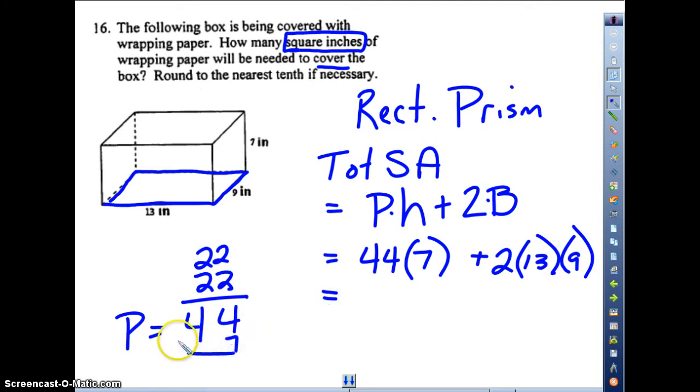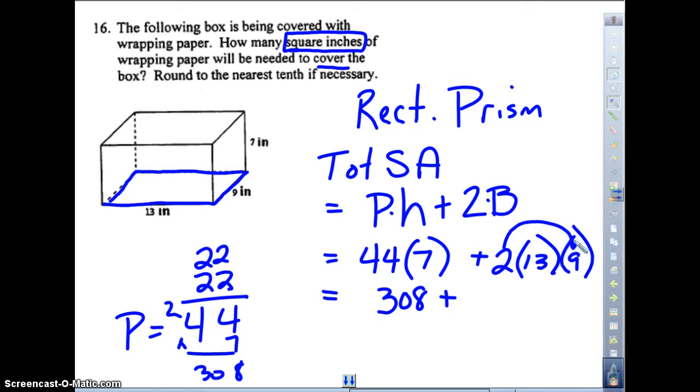44 times 7. 28, 29, 30. Let's see, I'm going to do 8 times 9 first. That's 18. And then I'm going to take 18 times 13, because it doesn't matter what order you multiply in, you still get the same answer. Let's see, that's 24, that's 3, 4, 5, that's 8 and 1. Did you guys get 234?